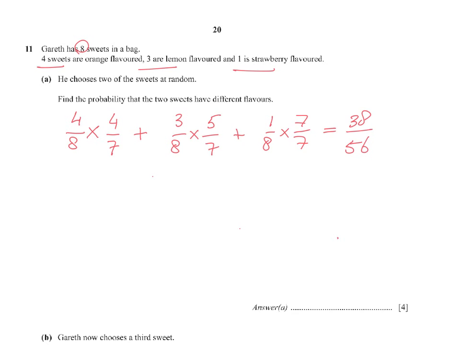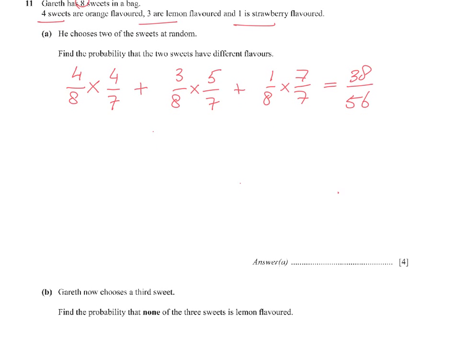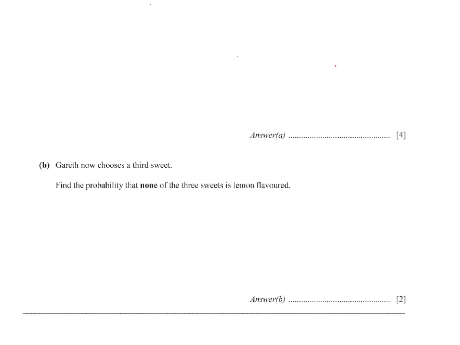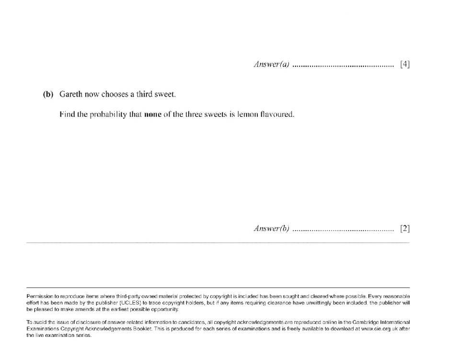Now you could simplify that to 19 over 28. However, with probability, you don't have to simplify. So I suggest just leave it the way it is. Okay? Move on to the last one.